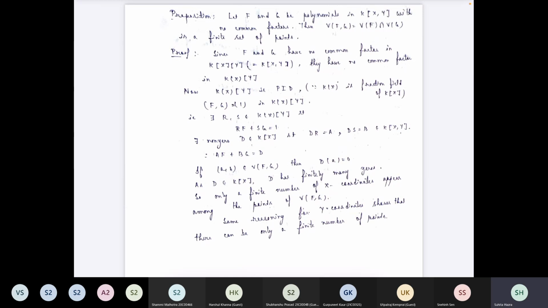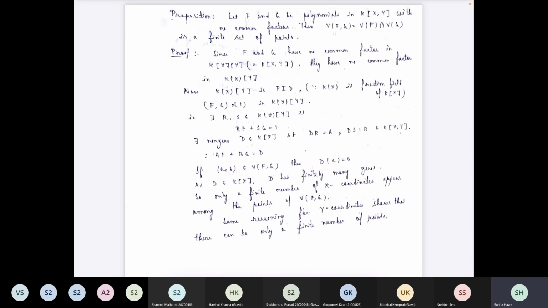Now it's also a very interesting proposition that if f and g are polynomials without any common factor, then V(f, g), which is V(f) intersection V(g), is a finite set of points. That is, f and g intersect in finitely many points if they have no common factors.